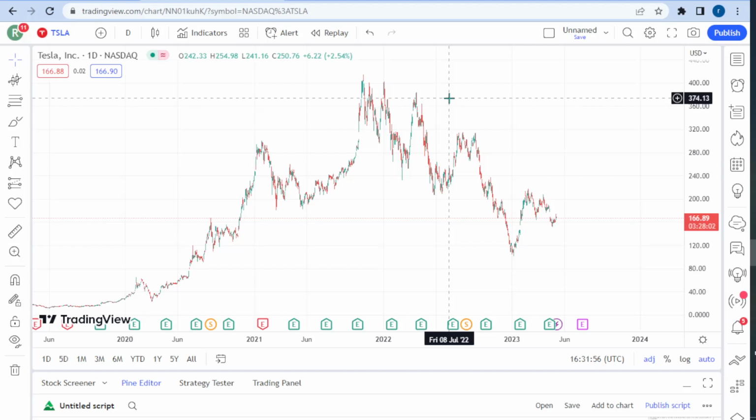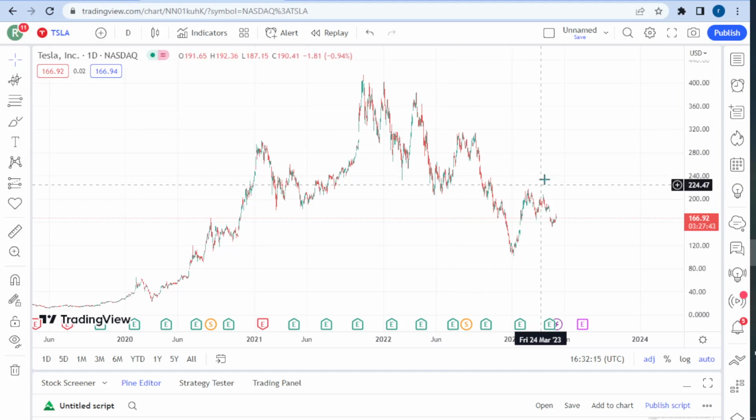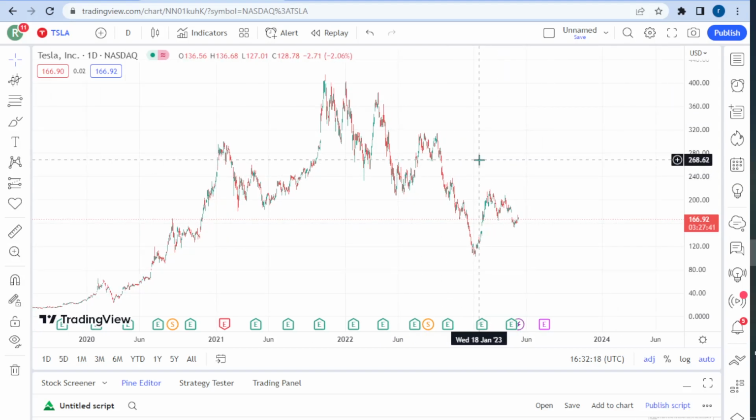Hey folks, in this video I just wanted to show you how I go about charting Tesla. I'm going to do this on TradingView just because I know a lot of people don't have Thinkorswim, which is what I like to use. If you do want Thinkorswim, you're going to need a TD Ameritrade account. So I know a lot of people don't have that, so that's why I'm doing this on TradingView.